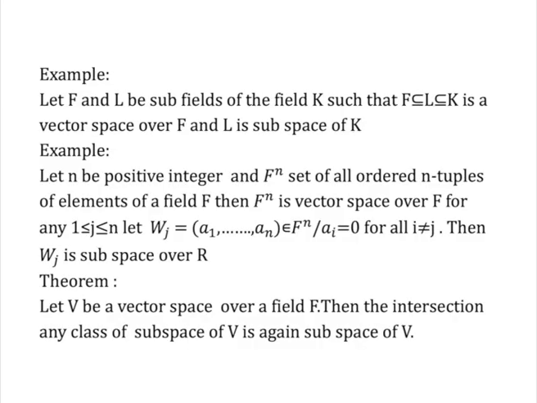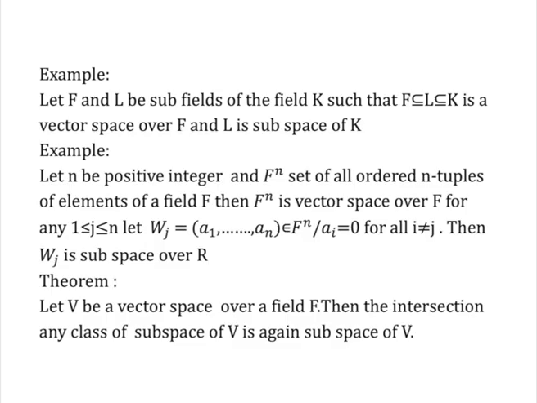Example: let F and L be subfields of the field K such that F is a subset of L, which is a subset of K. Then K is a vector space over F and L is a subspace of K.